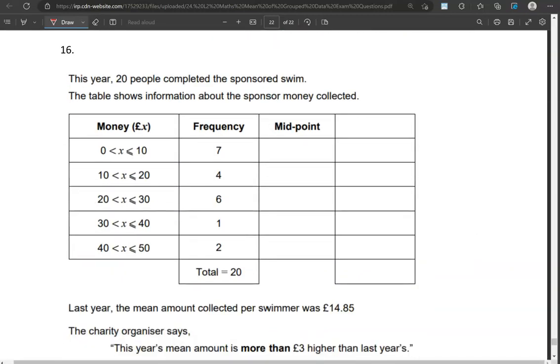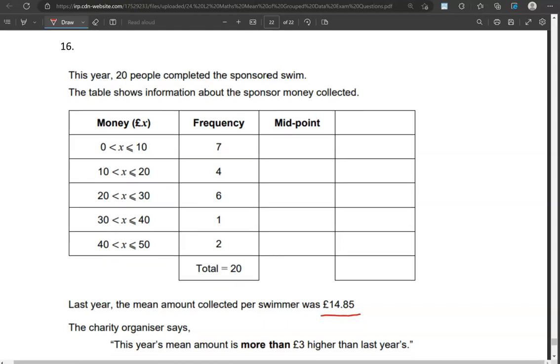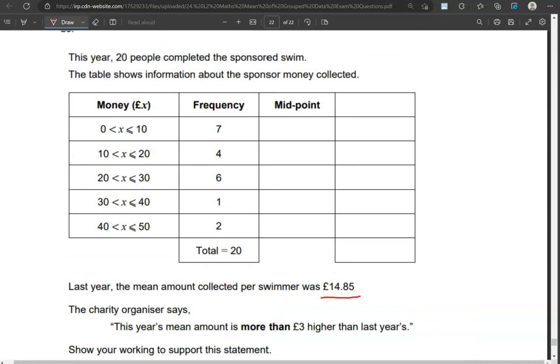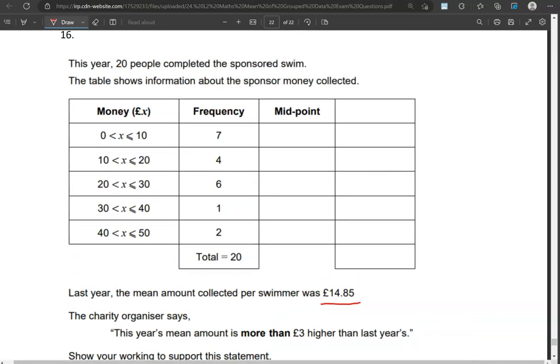This year, 20 people completed the sponsored swim. The table shows information about the sponsor money collected. Last year, the mean amount collected per swimmer was £14.85. The charity organizer says this year's mean amount is more than £3 higher than last year's. Show your working to support this statement. So we're going to estimate the mean and compare it with £14.85 plus 3.